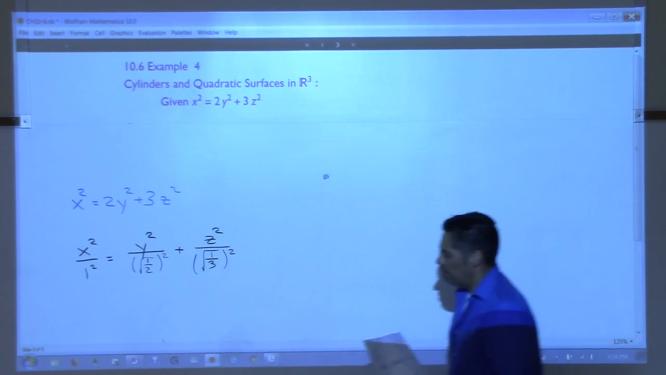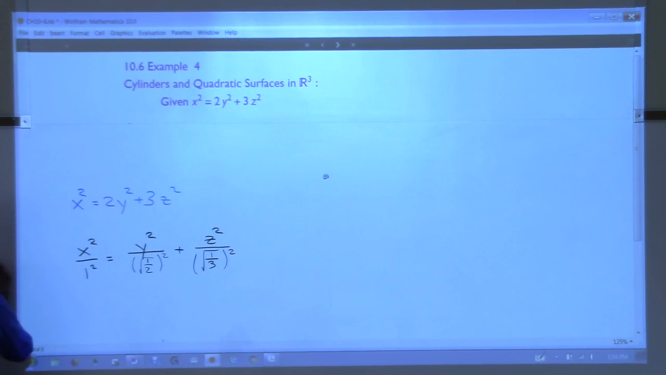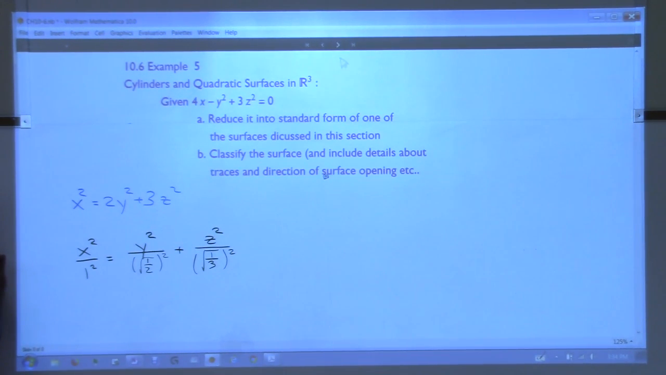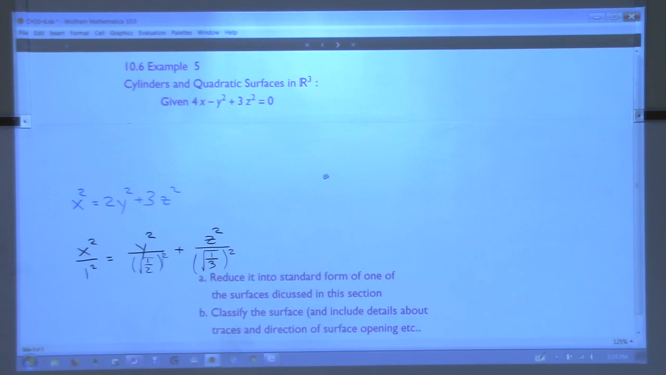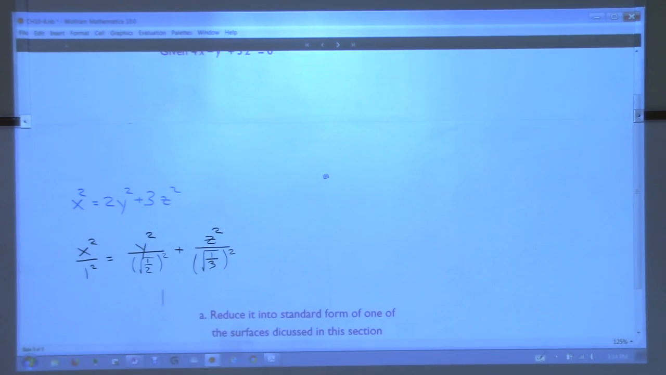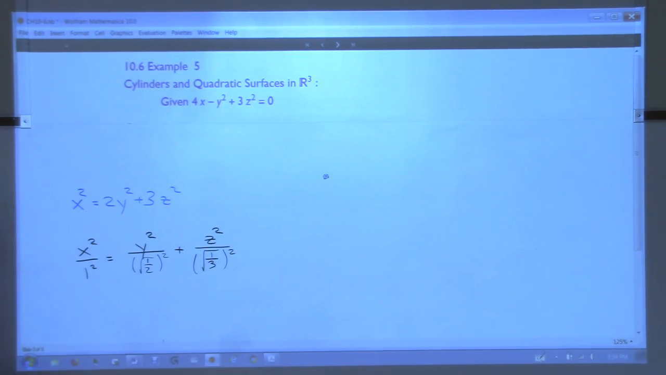All right, let's look at another one. Okay, how about this one? By the way, this cone that we just looked at, what direction would this cone be opening? It would be opening along the x-axis. Yeah, it'd be coming out towards us, along the x-axis.